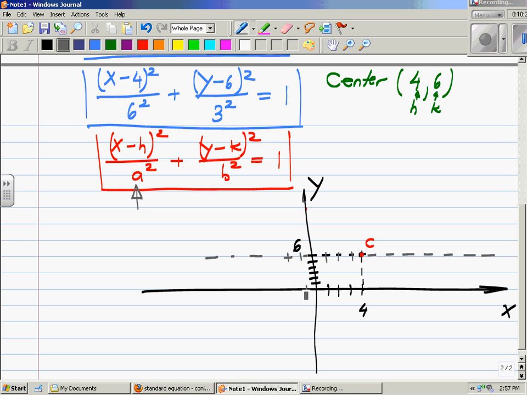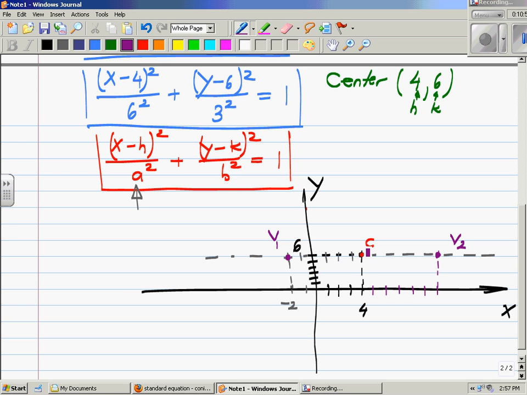So that would be negative 2. Right? So negative 2 and 6. That's your V1, if you want, your first vertex. And again, 6 units to the right from here. 1, 2, 3, 4, 5, 6. That will be my second vertex, right?